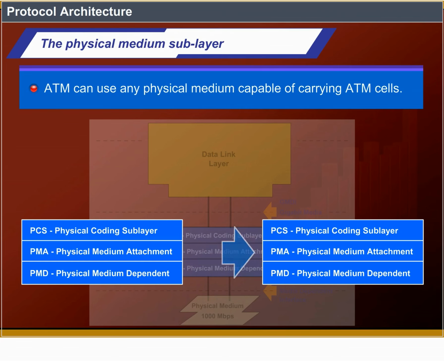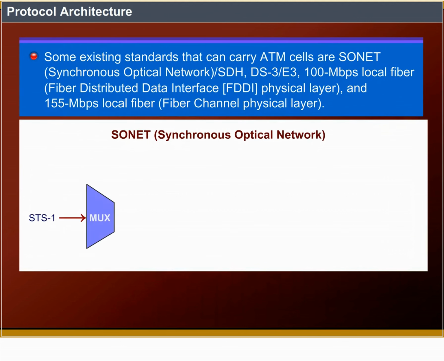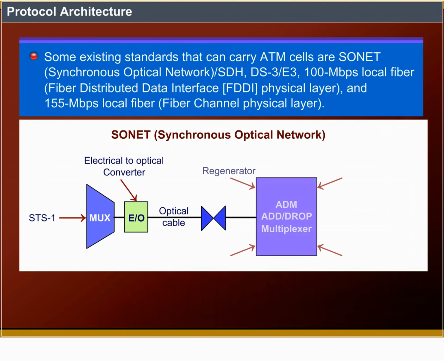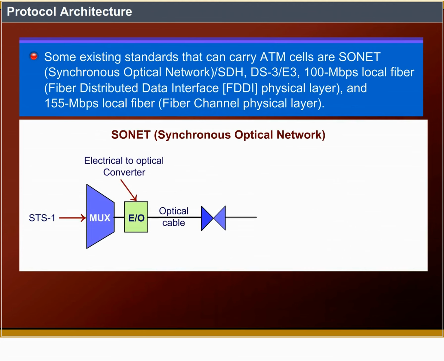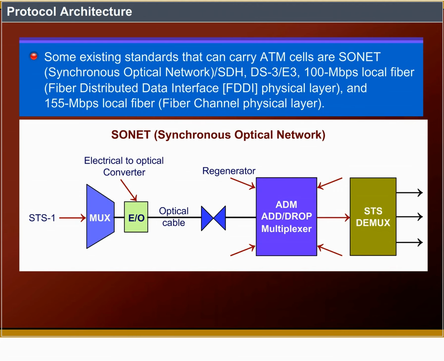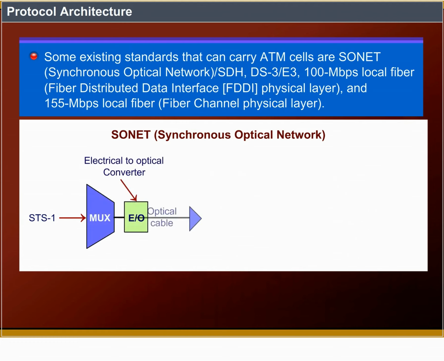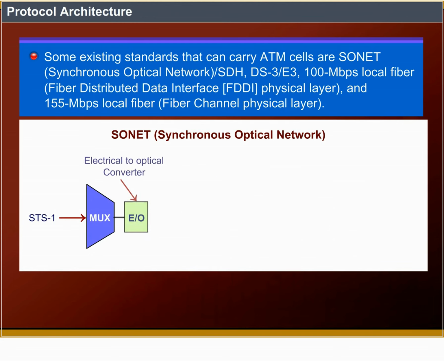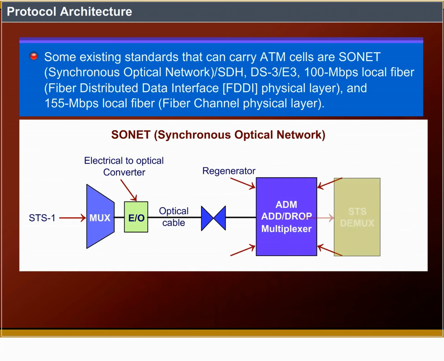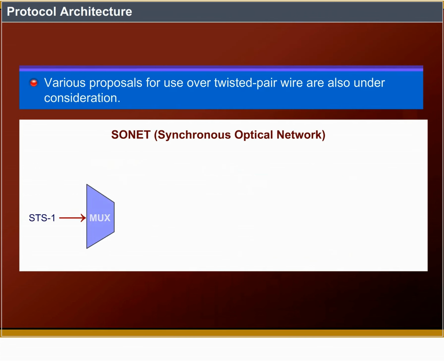The transmission convergence sublayer. The transmission convergence sublayer is responsible for the following: cell delineation, which maintains ATM cell boundaries, allowing devices to locate cells within a stream of bits. Header error control sequence generation and verification. Generates and checks the header error control code to ensure valid data.